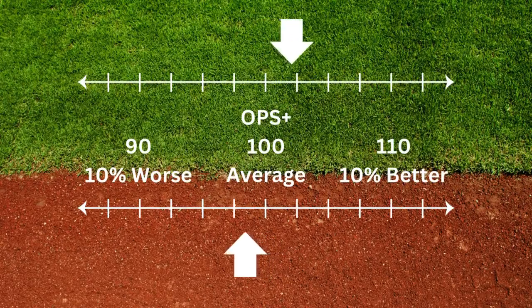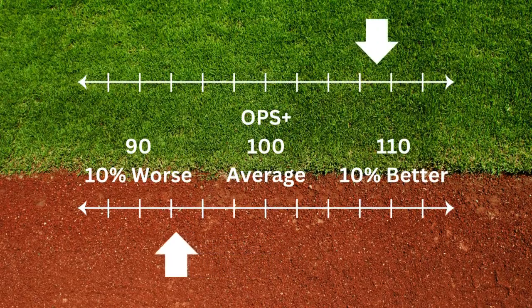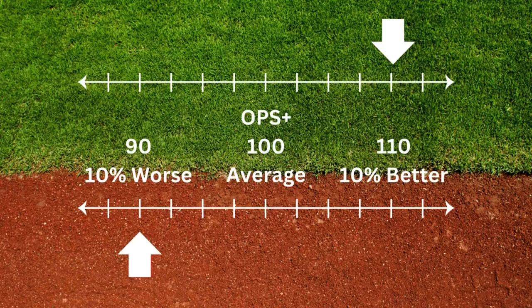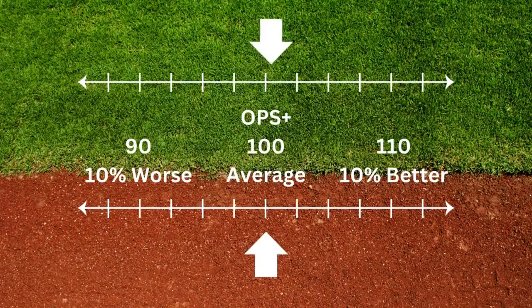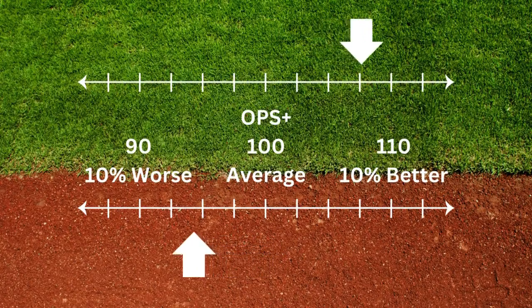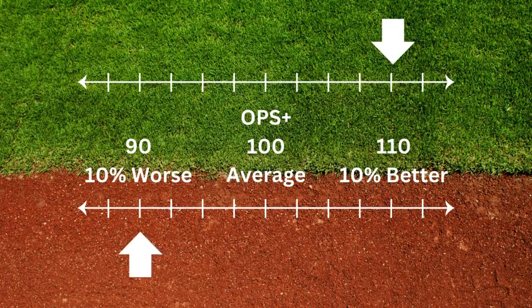OPS plus has an average of 100 no matter what the scenario. Any batter that goes above that is above league average. Any hitter below 100 is below league average. So a player with a 110 OPS plus is 10% better than league average. A player with a 90 OPS plus would be 10% worse than league average.